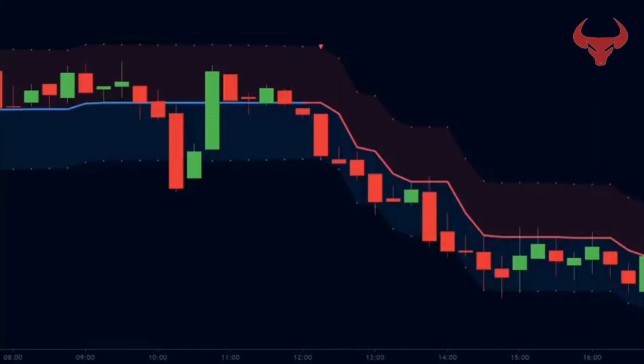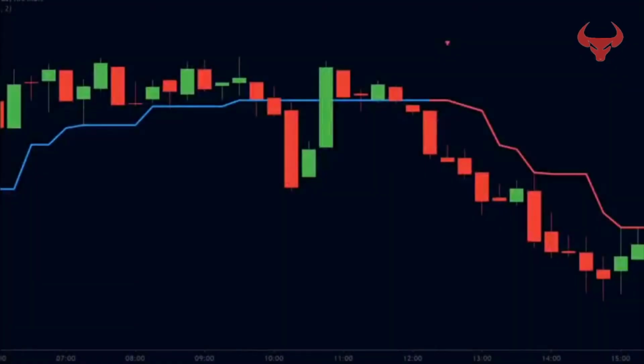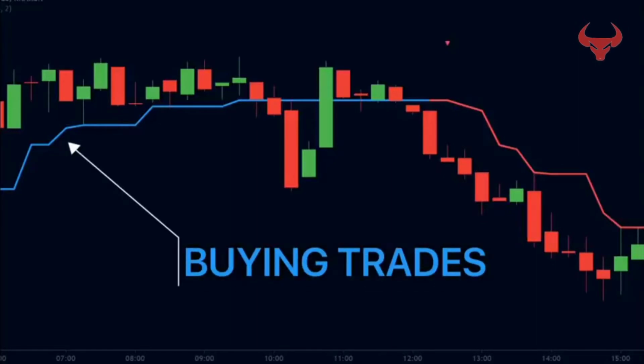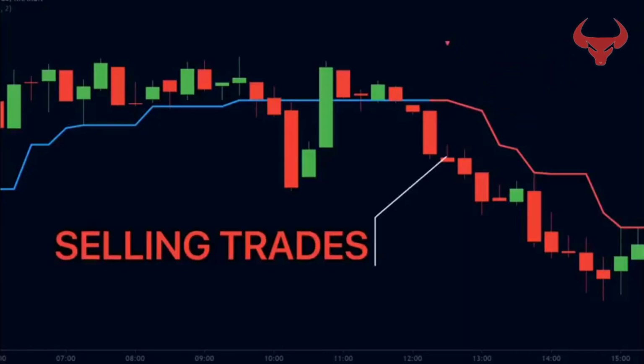For the purpose of our strategy, we only need the central line. So we can remove the upper and lower band by unchecking the Show Channels option. Another change is that we will change the amplitude value to 4. Now the indicator is completely ready for our strategy. So, when the half trend is blue, we will only look for buying opportunities. On the other hand, when the half trend is red, we will only look for selling opportunities.